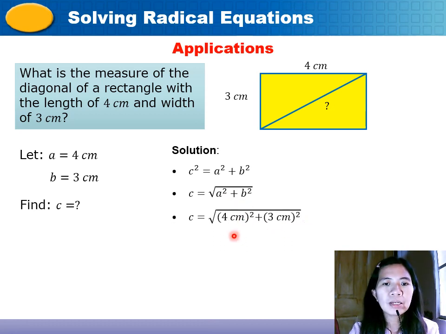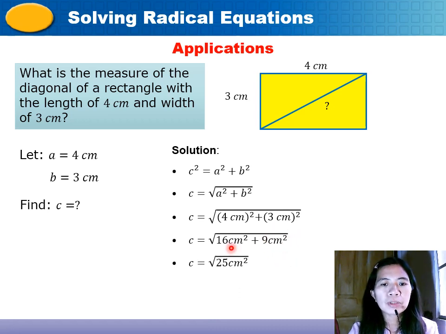Substitute the given. So we have 4 squared equals 16 square centimeters plus 3 squared equals 9 square centimeters. Then we are going to find the sum. 16 plus 9 equals 25 square centimeters. So simplify, C equals 5 centimeters. So the measurement of our diagonal is equal to 5 centimeters.